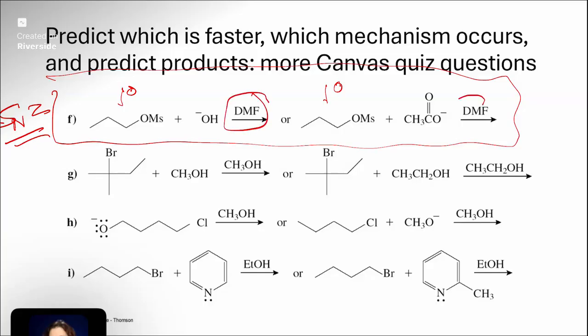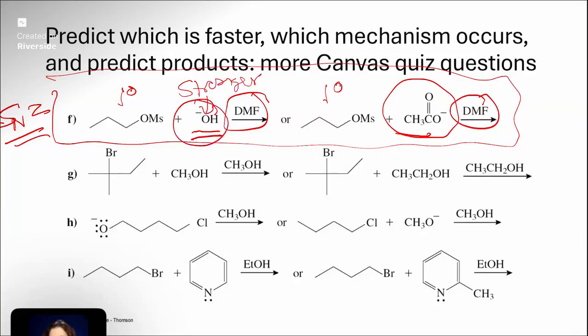They're both in DMF, an aprotic solvent, equal effect on SN2 rates, but one of them has a localized nucleophile, and one of them has a delocalized nucleophile with the negative charge shared between the 2 oxygen atoms. This is the stronger nucleophile, and therefore this one will go faster because the nucleophile is involved in the rate determining step. So the answer for F is that the first reaction is faster.